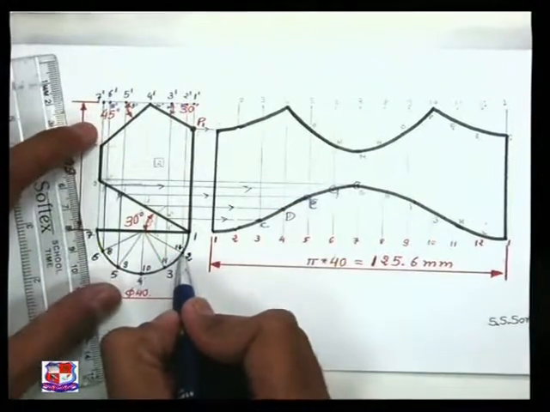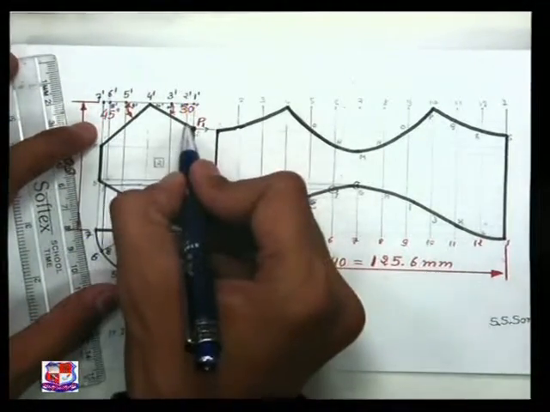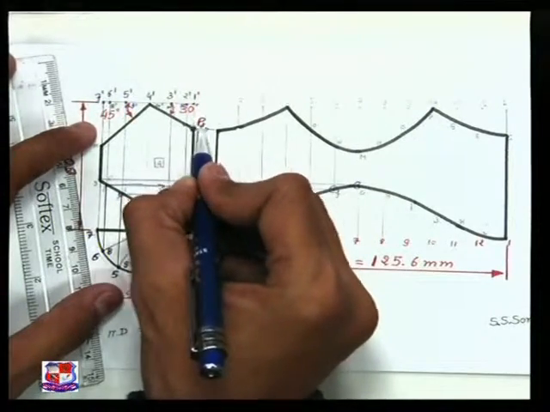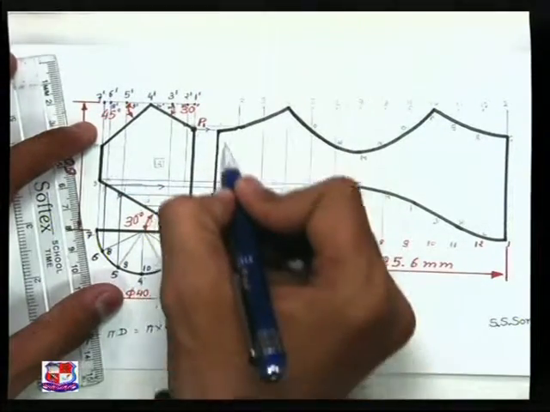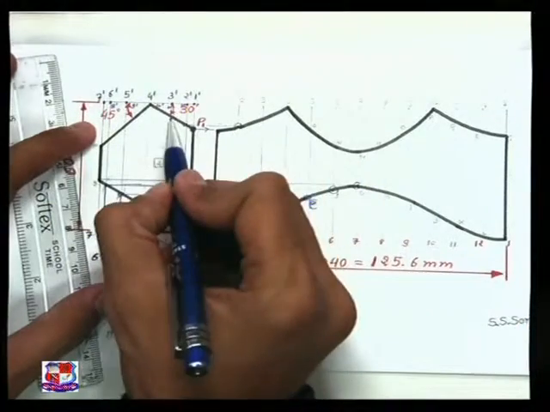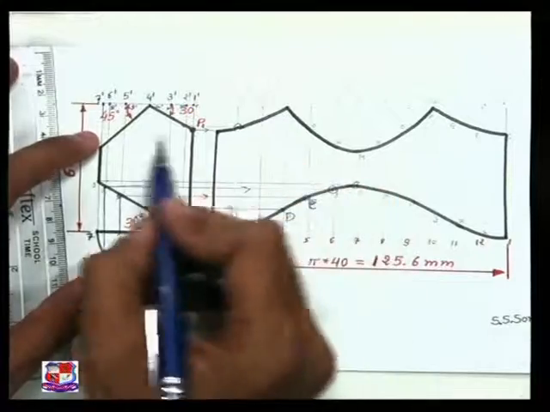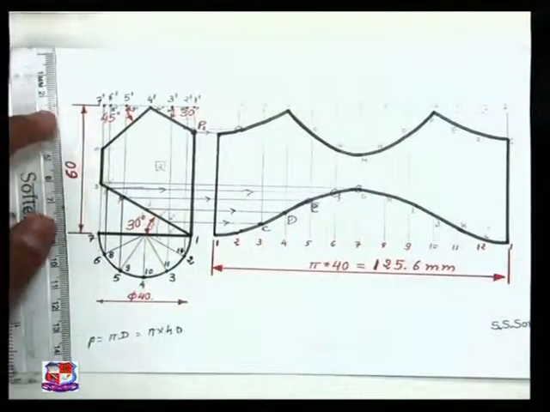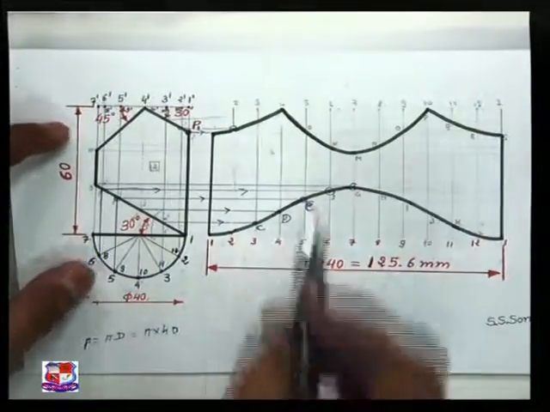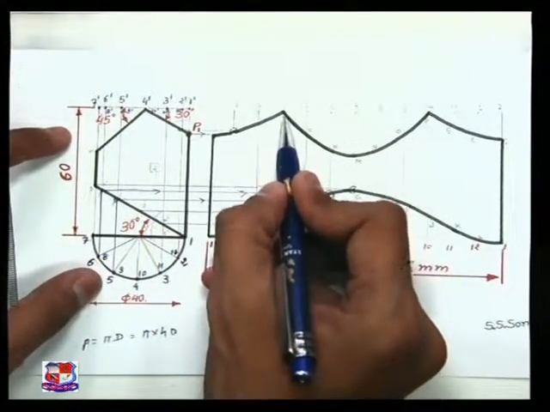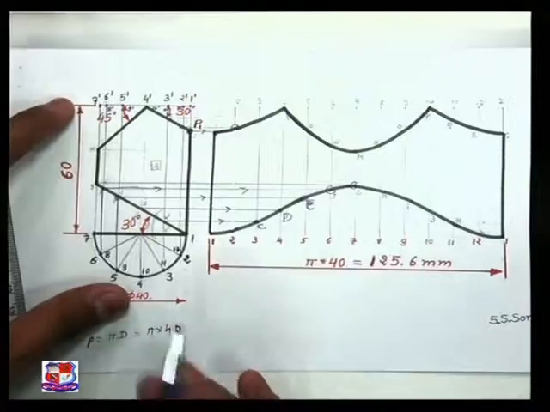Point number 2 is here. From point 2 draw a vertical line that will cut the cut portion over here. From that portion draw a horizontal line that will cut the vertical line from point 2 over here. 3 like this, 4 like this, 5, 6, 7, and as it is a cylinder, all these points should be joined with a smooth curve, because a cylinder has a curved shape.